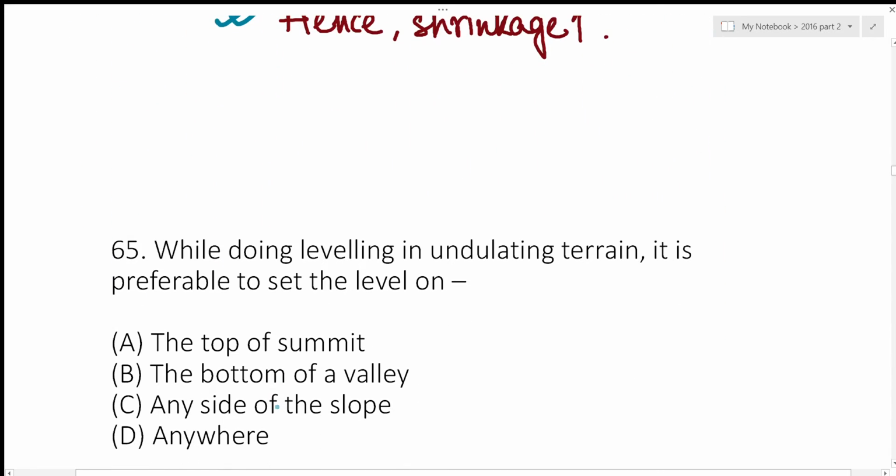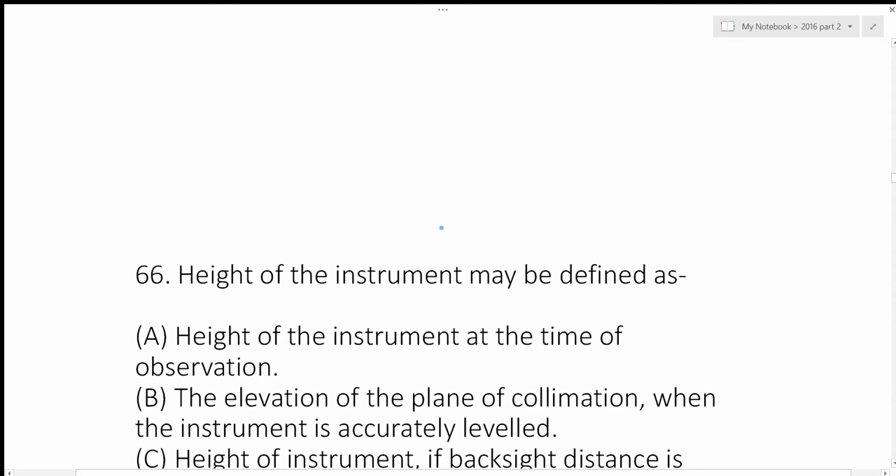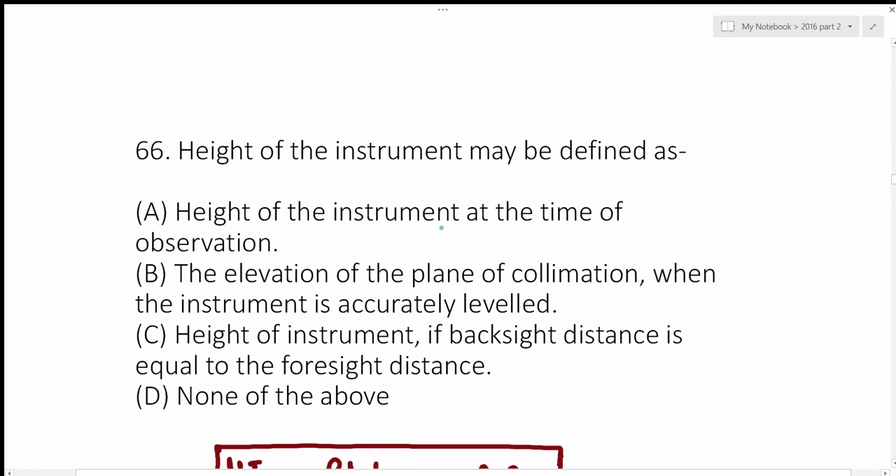So you know that if the cement content is more, the shrinkage of that particular mortar would be higher. Next question is, while doing leveling in undulating terrain, it is preferable to set the level on. The answer for this particular question would be any side of the slope. So the answer for while doing leveling in undulating terrain, it is preferable to set the level on any side of the slope.